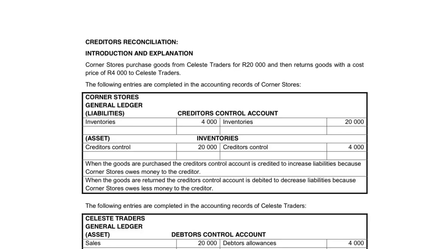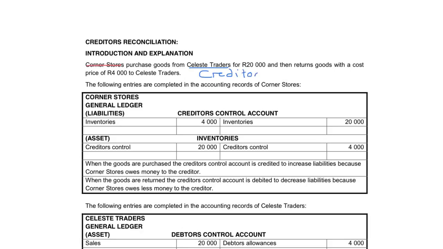So if we look at the following entry, Corner Stores purchased goods from Celeste Traders for 20,000 and then returns goods with a cost price of 4,000 to Celeste Traders. If we look at this again, Corner Stores is the one business, and that is our books. Then we purchase goods from Celeste Traders. So that means that Celeste Traders is our creditor, and we owe them the money.